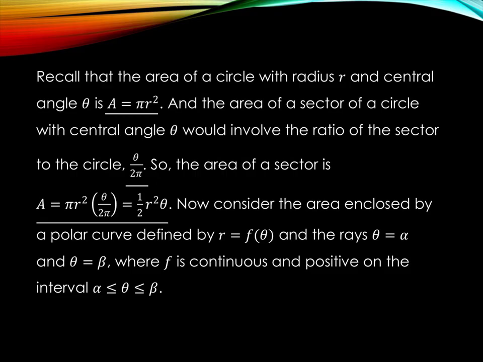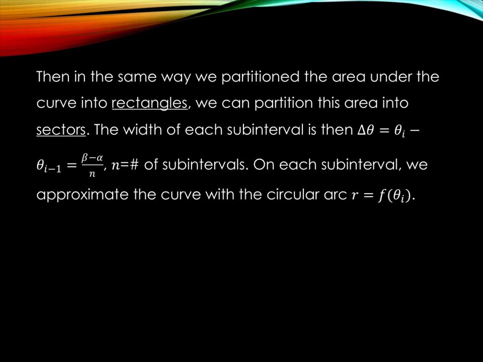They saw that formula. Now we're going to consider the area enclosed by a polar curve that's defined by r equals f of theta and the rays theta equals alpha and theta equals beta, where f is continuous and positive on the interval from alpha to beta. I will draw a picture, so hold tight. We'll draw a picture in just a second.